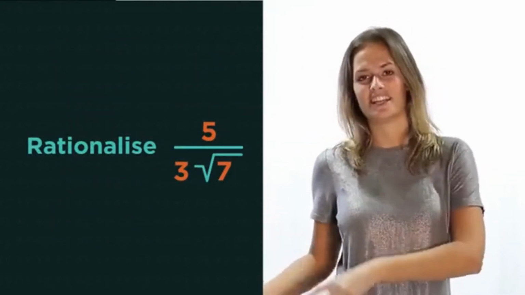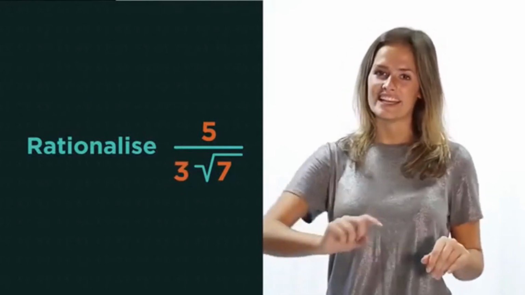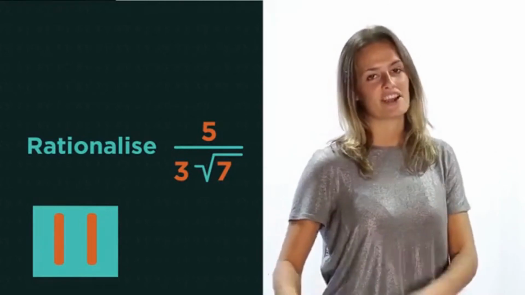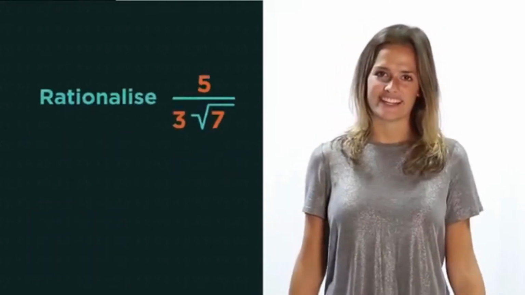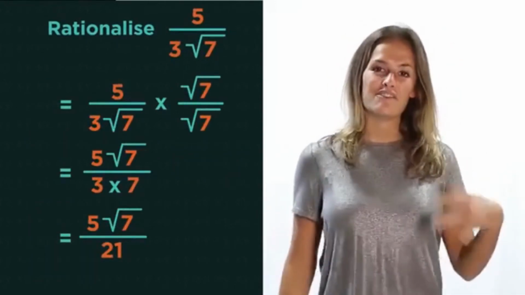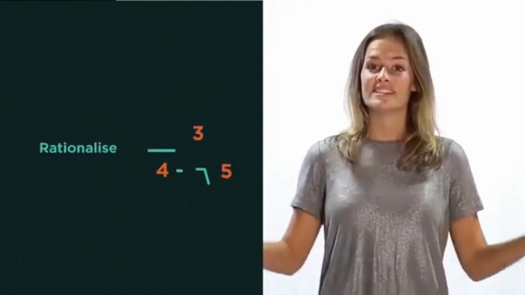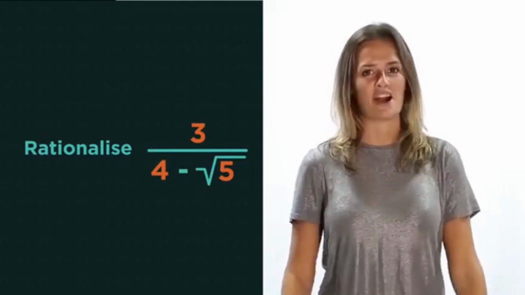Rationalise this fraction. Don't worry about the 3, leave it where it is in the denominator. Pause the video, give the question a go, and click play when you're ready. Did you get it right? 5 root 7 over 21. So let's have a look at a trickier example.